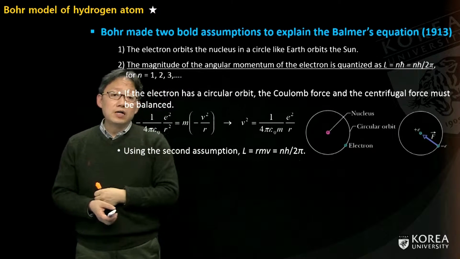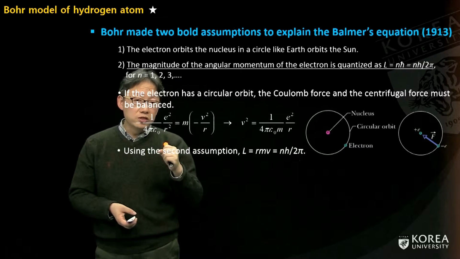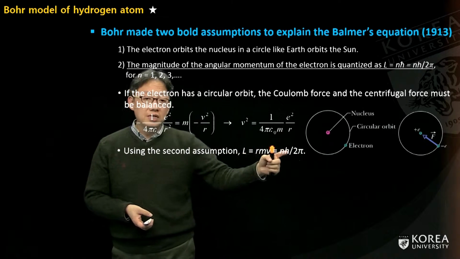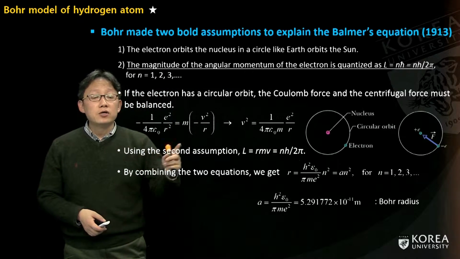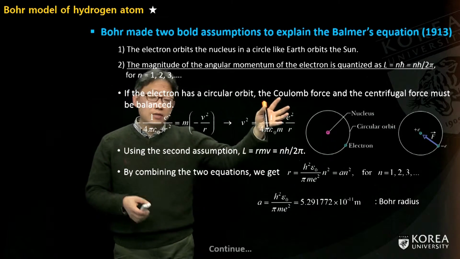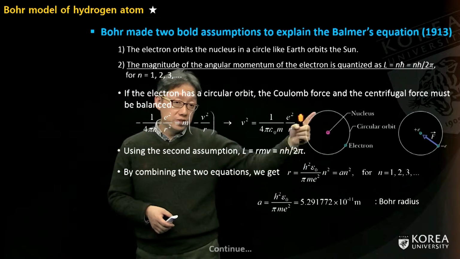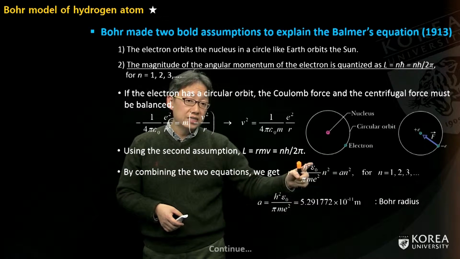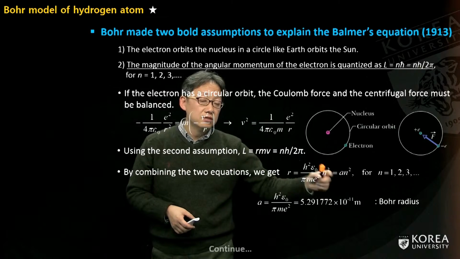Then, following the second assumption, the angular momentum, which is the radius of the orbit multiplied by the linear momentum, must be equal to n times the Planck constant divided by 2 pi. You can combine this equation, which has a v here, with the previous equation. If you properly combine them, please try yourself, you can get the radius of this orbital motion. It looks a little bit complicated, but again, you don't have to memorize this. Simply remember that this value is proportional to the square of n.